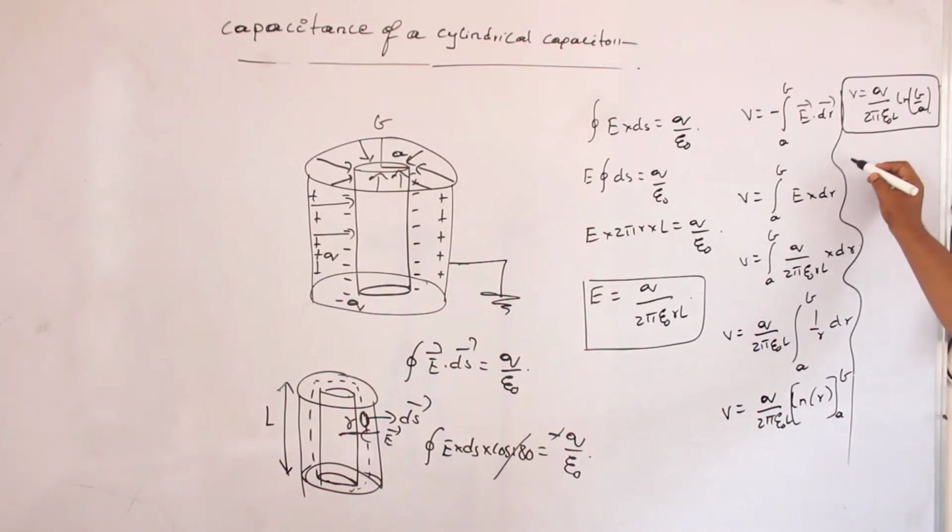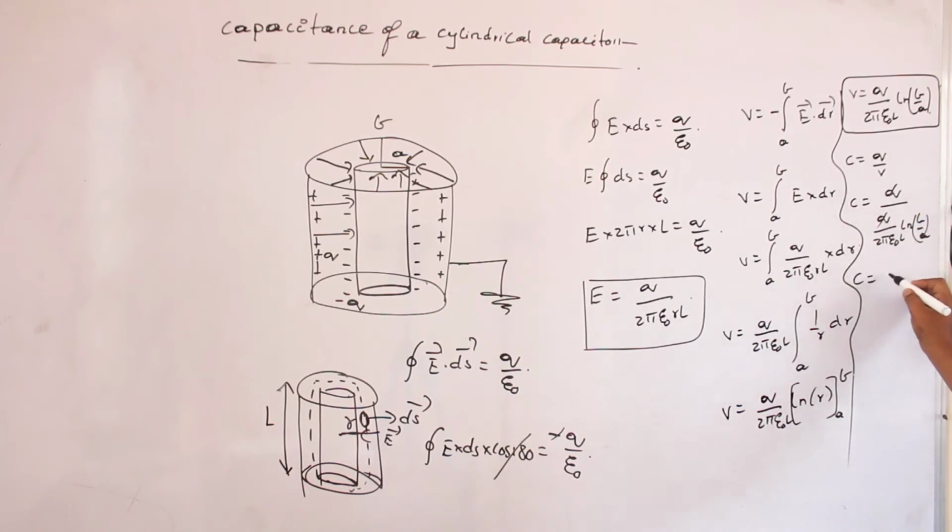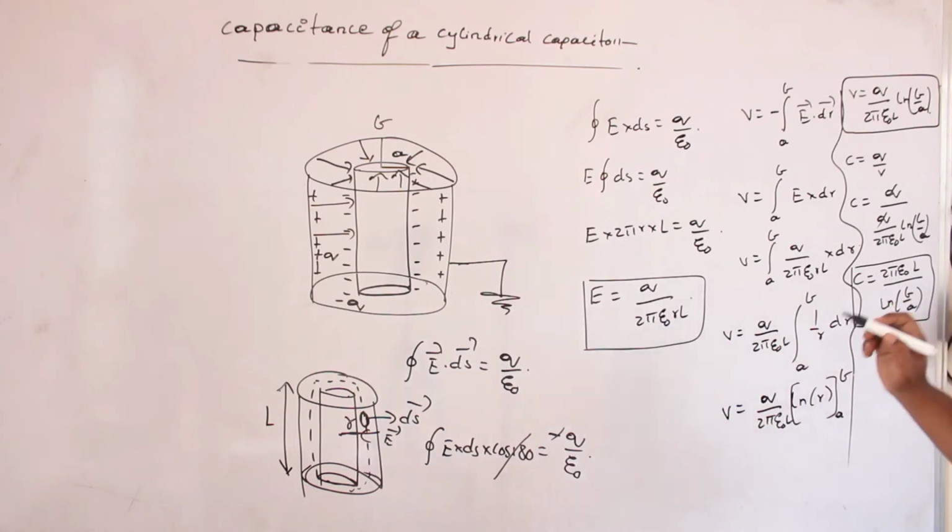So how can I calculate capacitance? C is equal to q divided by V, no? C is equal to q divided by V, which is q divided by 2 pi epsilon naught L ln b divided by a. So q gets cancelled. So C is equal to 2 pi epsilon naught L divided by the natural logarithm of b divided by a. Clear? So this is the equation to calculate the capacitance of a cylindrical capacitor.